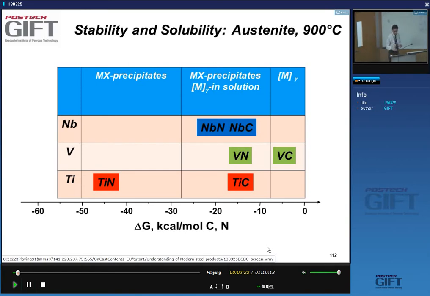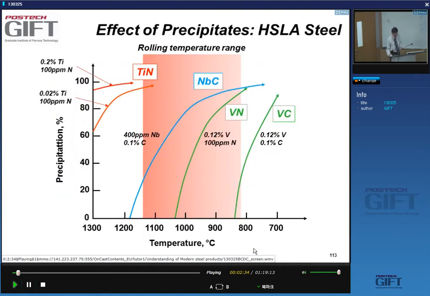Sometimes the precipitation will be enhanced by deformation. Sometimes it'll just be crossing the solubility line. And of course, when we have transformation from austenite to ferrite, because of the very low solubility of these compounds, you get transformation-induced precipitation of the same compounds. But what is important, and it's a little bit different, is that vanadium carbide is very soluble in austenite, so it will generally only form in ferrite, yes?